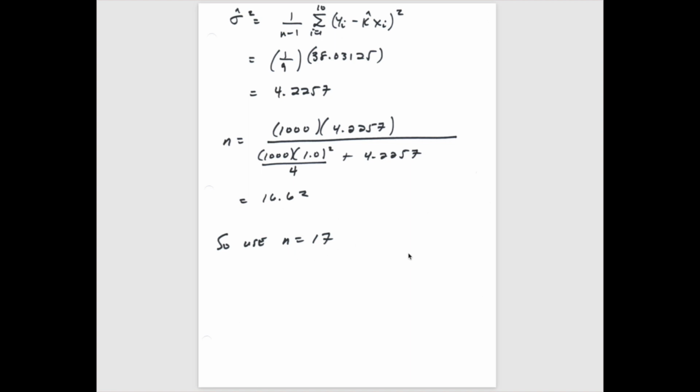And so doing that, that should allow the forester to estimate the average number of trees with a margin of error of no more than 1 unit.